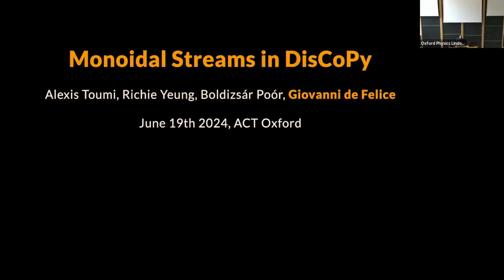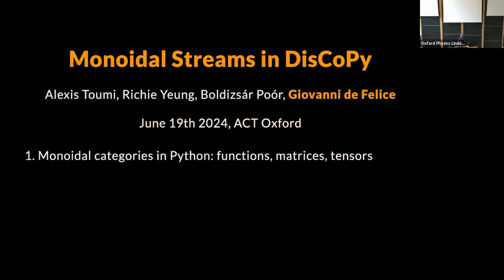So I'm going to talk about an implementation of streams in DisCoPy. And the previous talk was about streams, so it's perfect. And so DisCoPy is a library for monoidal categories. And I'm going to start by introducing monoidal categories and how you implement them in Python.